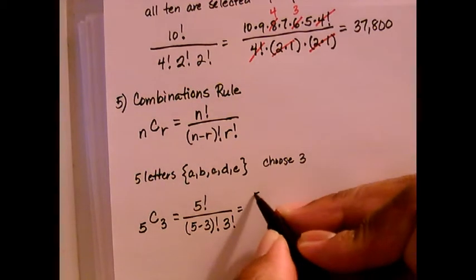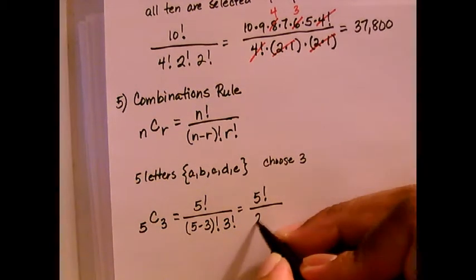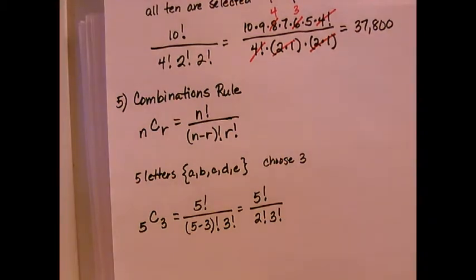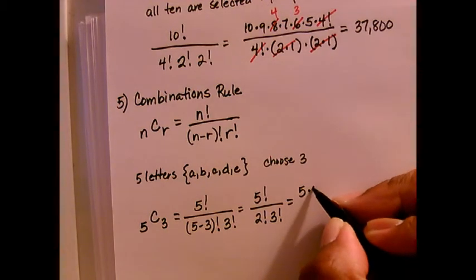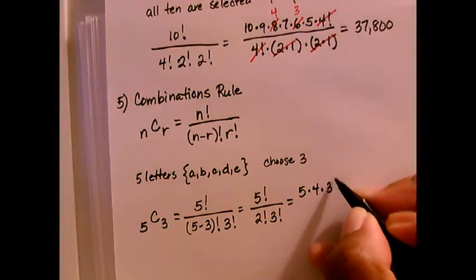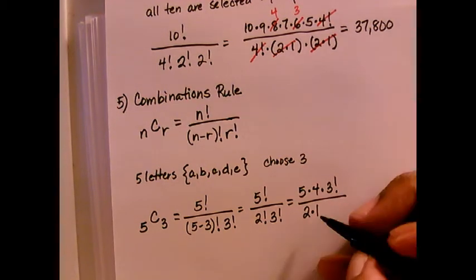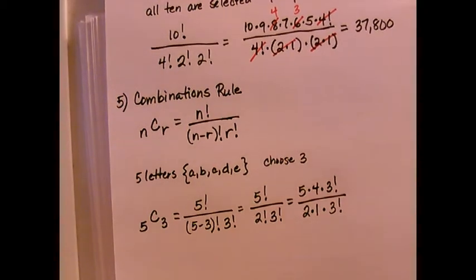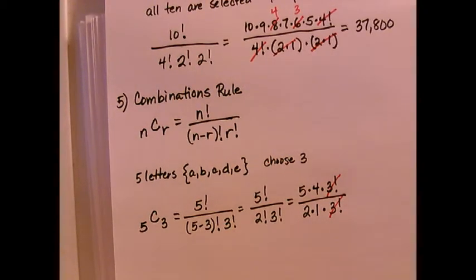And now if I simplify this, this will be 5 factorial divided by 5 minus 3 will be 2, so it'll be 2 factorial times 3 factorial in the denominator. I'll expand 5 factorial as 5 times 4 times 3 factorial. And 2 factorial will be 2 times 1. And I'll leave the 3 factorial as is in the denominator because I can divide out the 3 factorials in the numerator and the denominator.